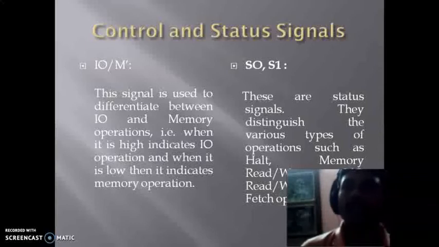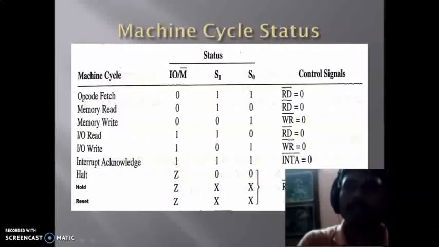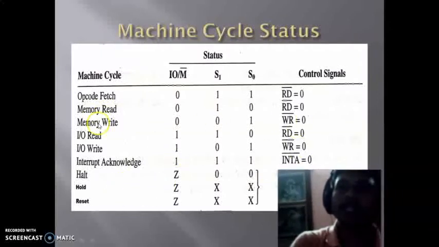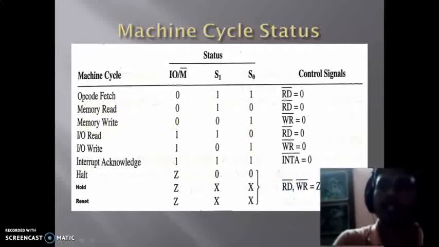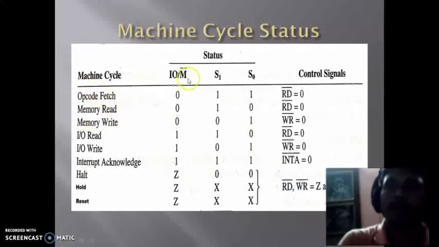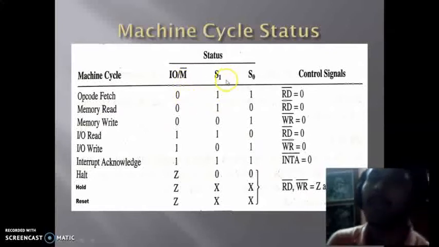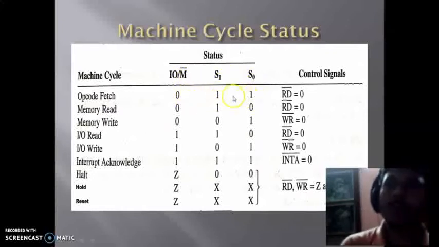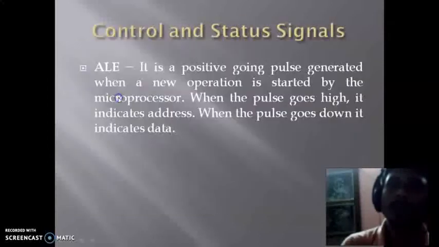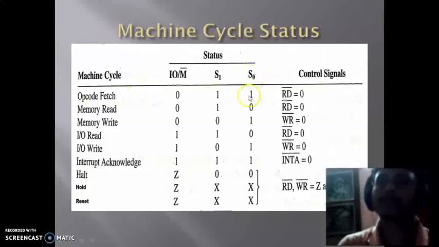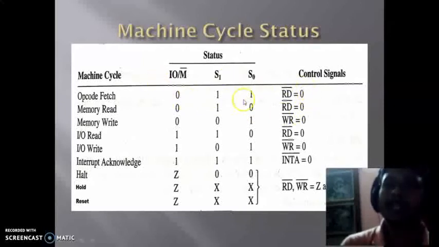And we have S0 and S1. These give us the different operations. I already discussed whether it is a read operation or write operation, input output read, input output write, or fetch operation. So now this is the table where we can see the different operation status. If IO/M bar is 0 and S1 is equal to 1 and S0 is equal to 1, then this is an opcode fetch operation, and this is a read operation. That's why the read signal will be 0.